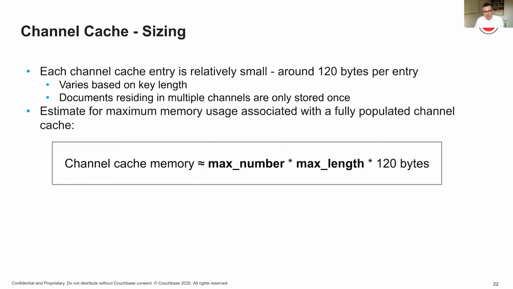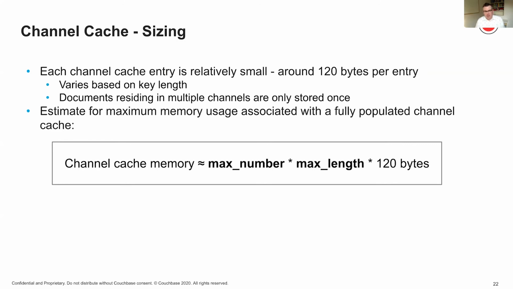So stepping back, what does that mean for sizing of the channel cache? As we looked at earlier, each channel cache entry itself is relatively small. It's only about 120 bytes per entry. This is going to vary a bit based on key length. So if you've got really long document keys, then your cache entry is going to be a little bit longer, but 120 bytes is based on an average, I think, 40 byte size key.